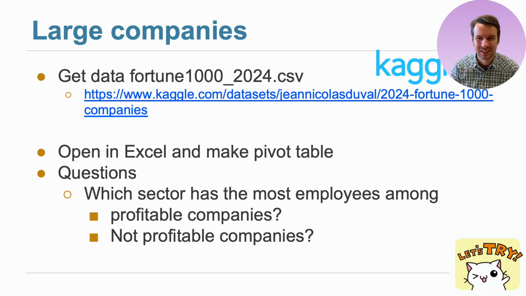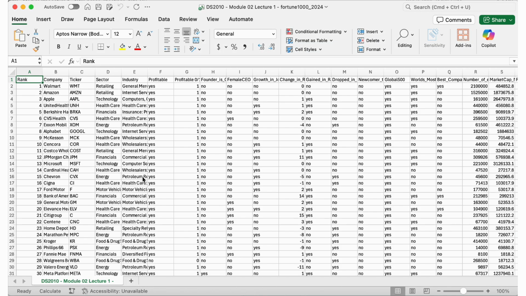In the next example, we will look at the data set of large companies. There is a link where you can download it, and we will try to use the pivot table to see which sector has the most employees among profitable companies and not profitable companies. Data open in Excel, and we are trying to find which sector has the most employees among profitable and non-profitable companies. Right. So, data, how does it look?